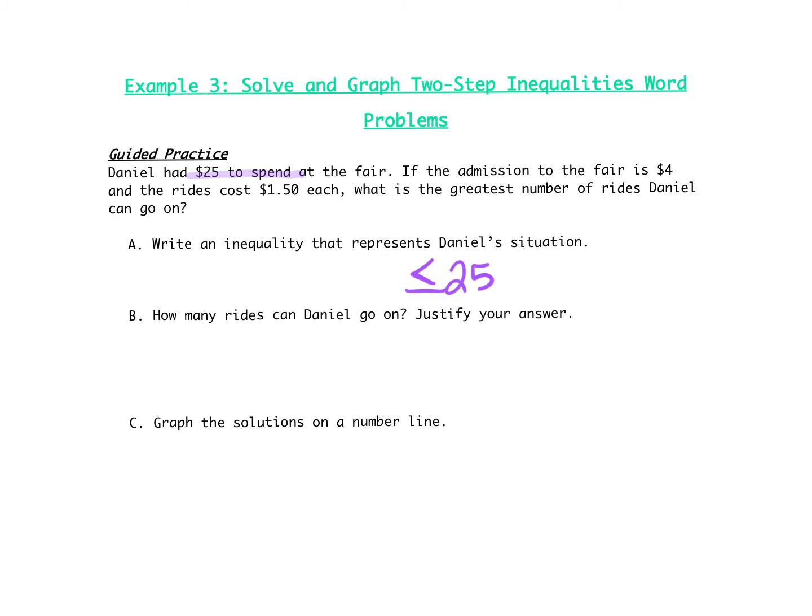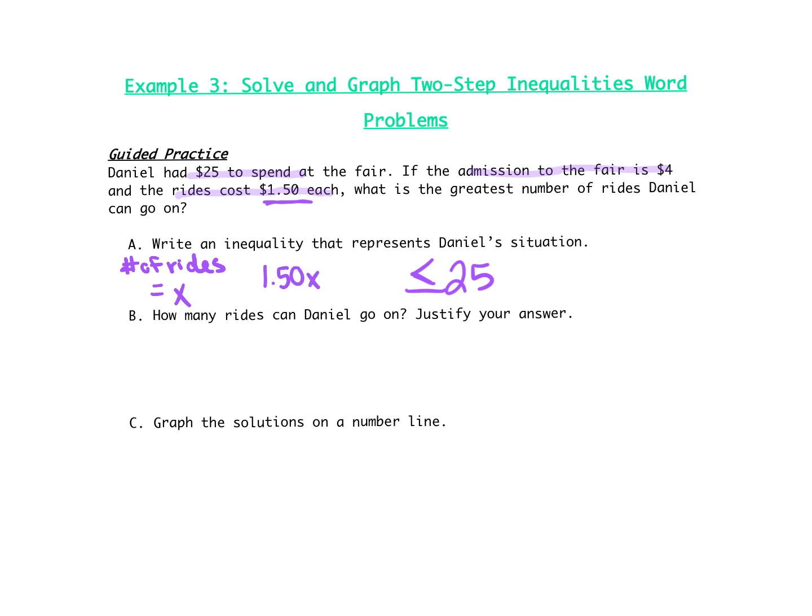And then we have, if the admissions of the fair is $4, admission is $4, and the rides cost $1.50 each, what is the greatest number of rides Daniel can go on? Well, do we know the number of rides he can go on? No. So we'll say the number of rides is equal to X, because we don't know that yet. So I know I would take the number of rides and I multiply it by the cost of each ride. So I'm going to say 1.50X.